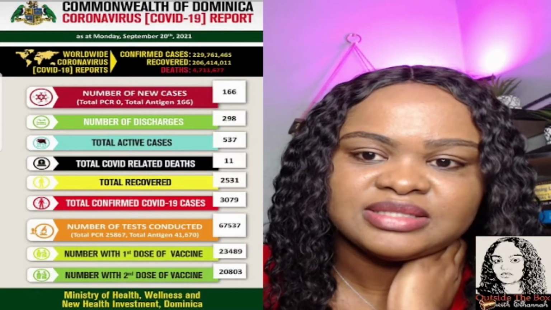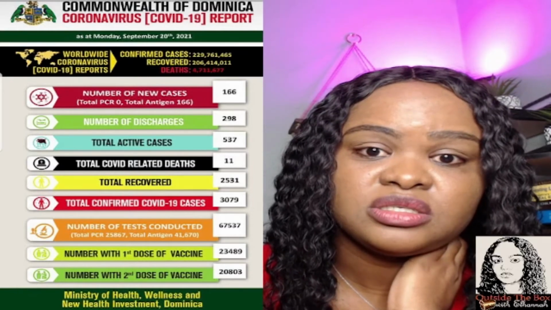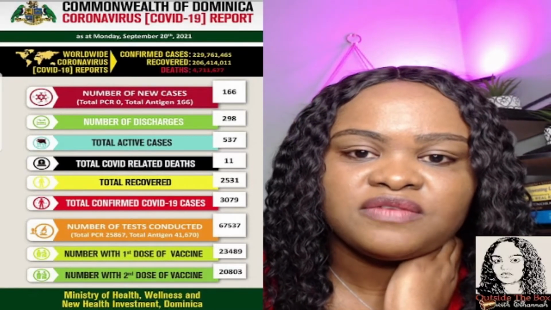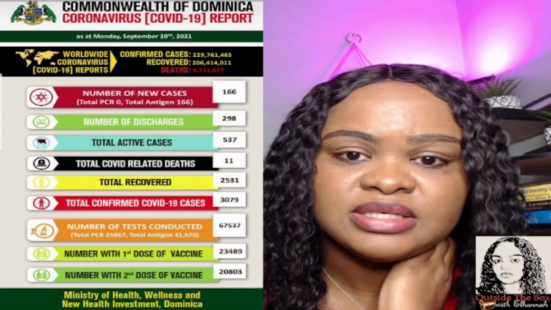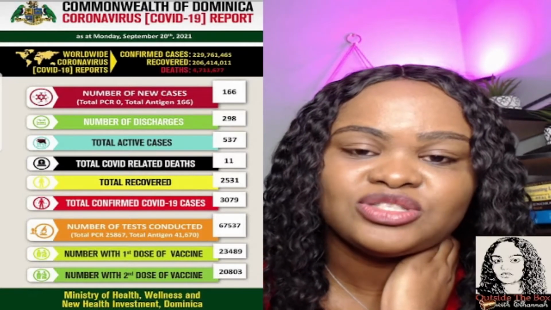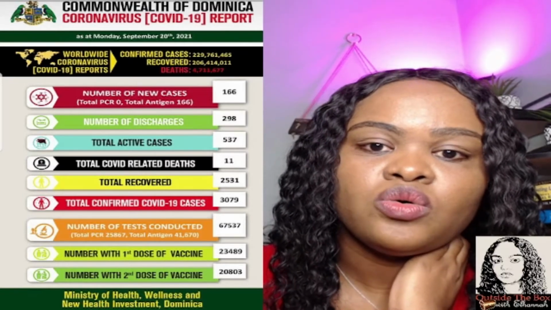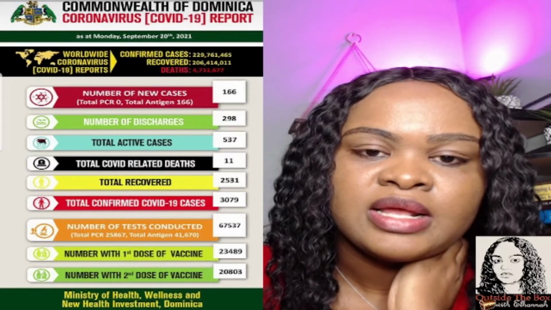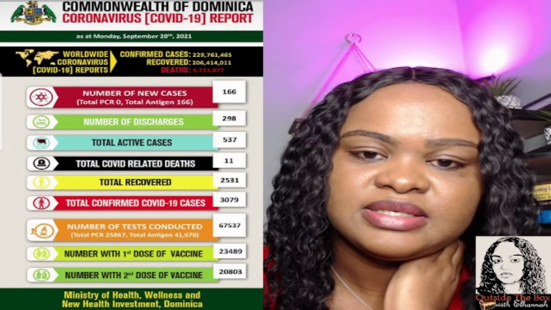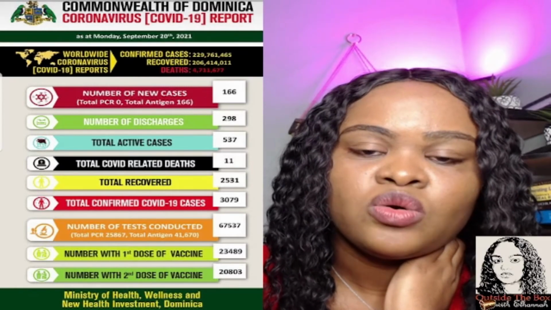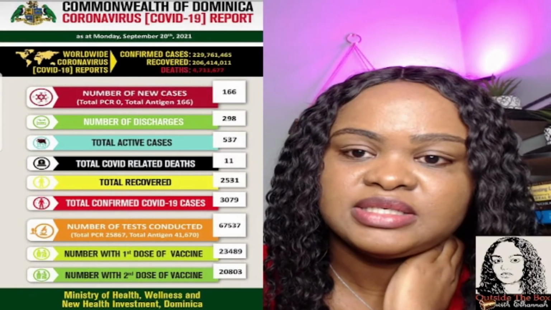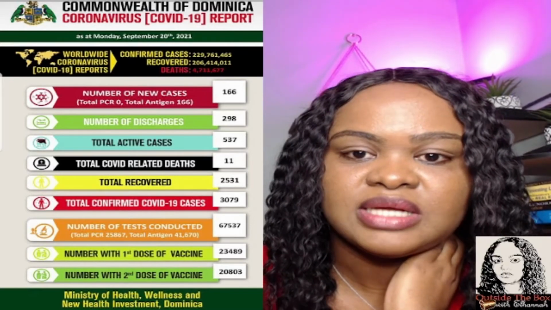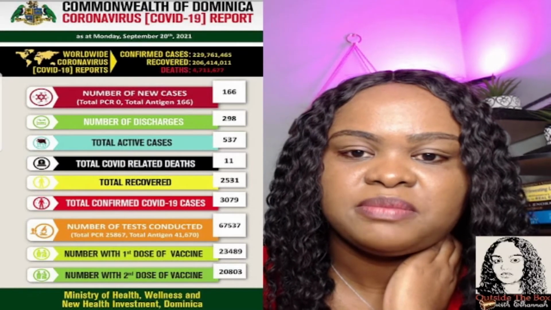COVID-19 related deaths are deaths due to complications of the COVID-19 virus. Then totally recovered, these are people who used to have COVID-19 and they do not have COVID-19 anymore. That's the total number of people who have had COVID before, but are now COVID negative. Then total confirmed COVID-19 cases are the total number of people who have tested positive for COVID-19. That number is a total from the time the pandemic started.